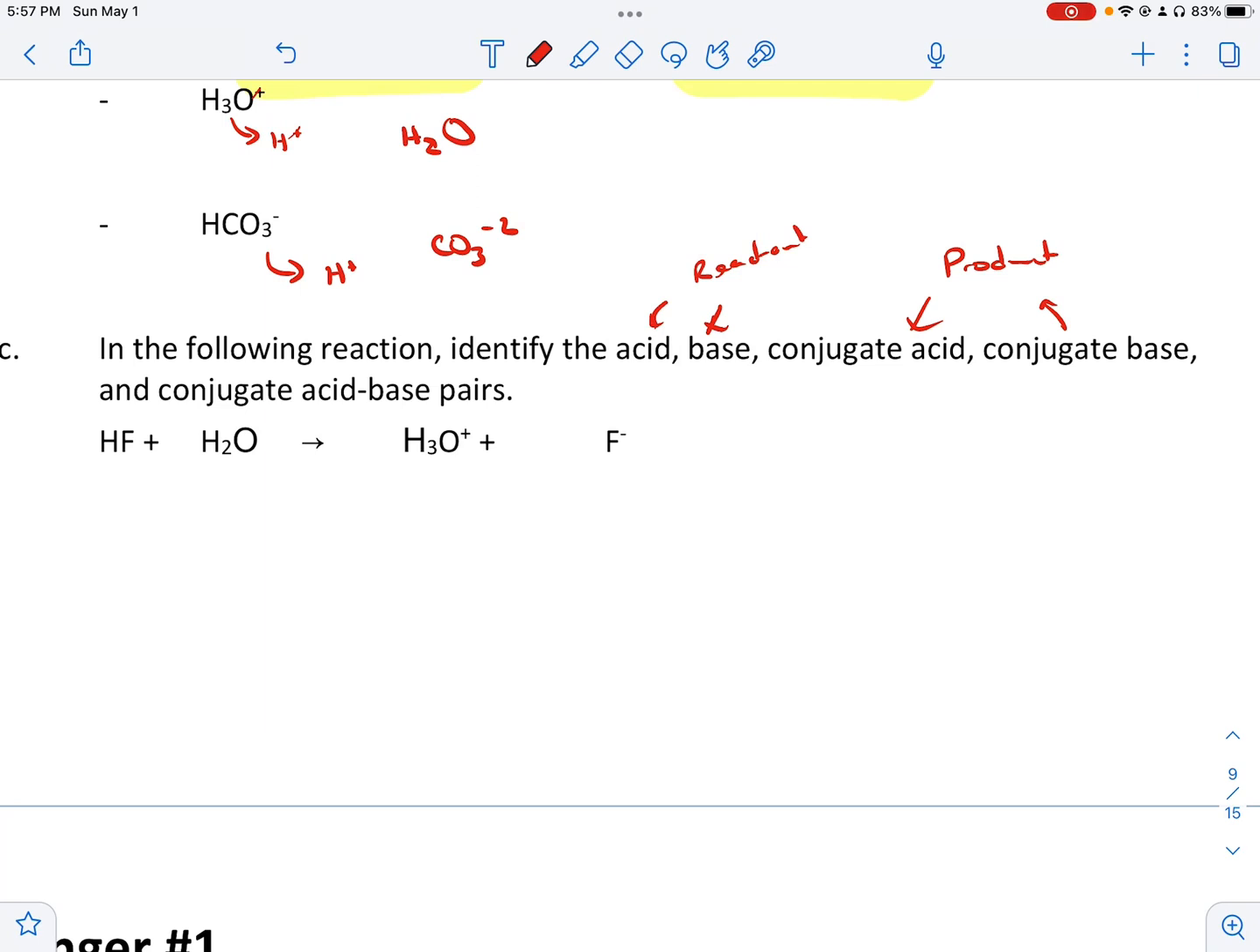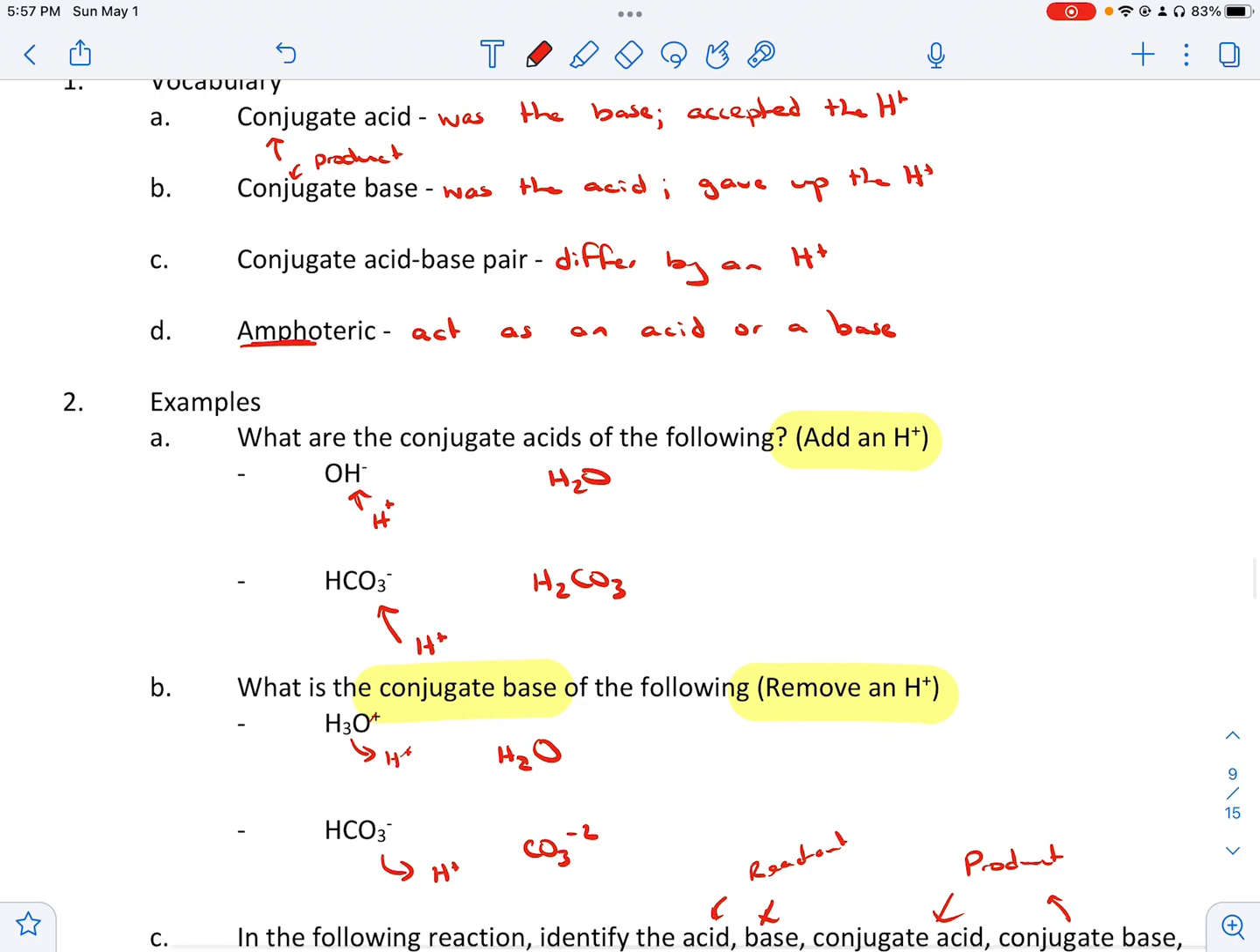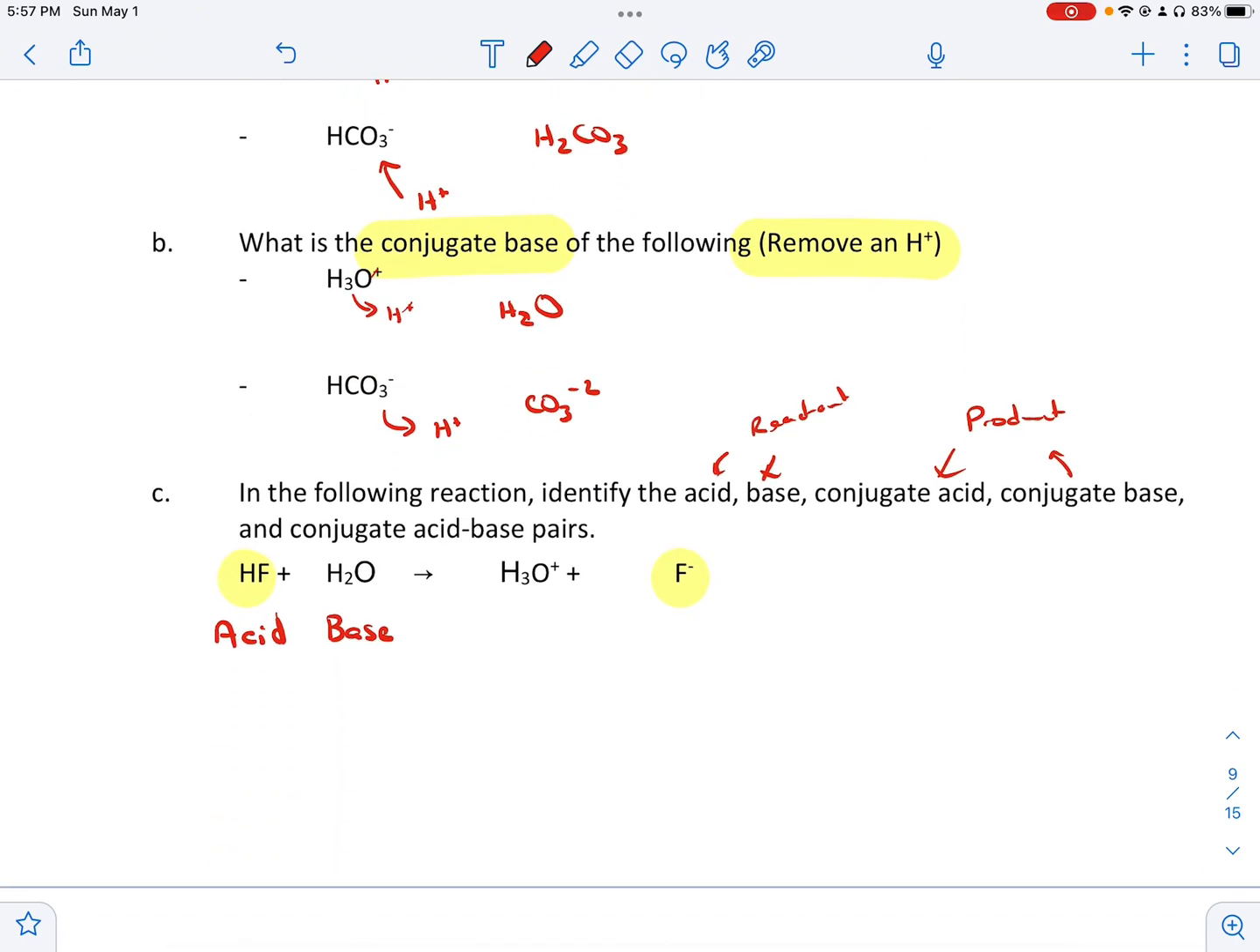Let's follow the path of the H here. So maybe I can highlight. HF becomes F minus. Notice how it loses that H. The thing that lost the H is my acid. It donated the H. It gave it up. The other one then has to be the base because if you see over here, it accepted an H. It added to it. Looking back at our definitions, the conjugate acid was the base. It's the one that accepted the H+. So this is my conjugate acid, and this is going to be my conjugate base because it's the one that gave up the H.